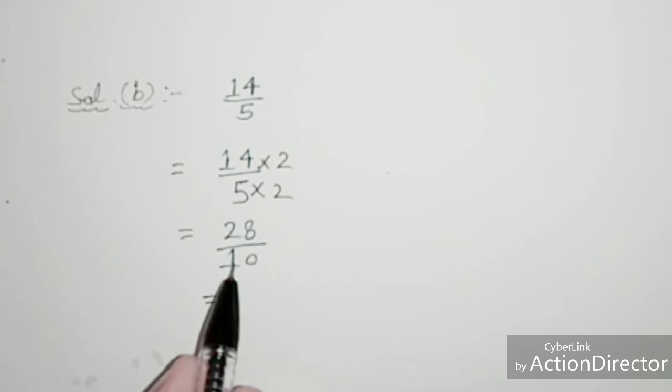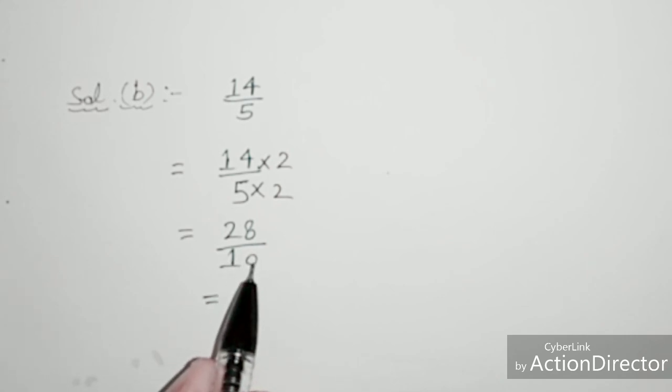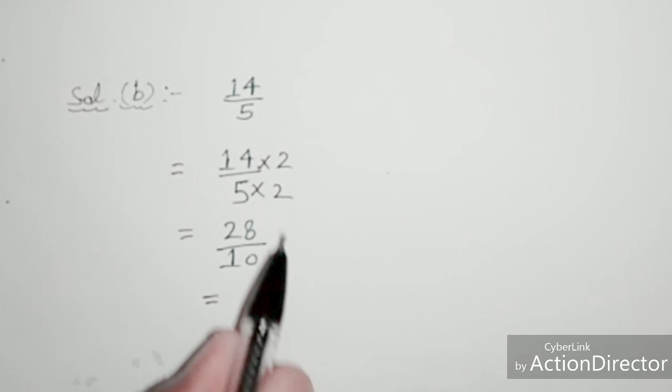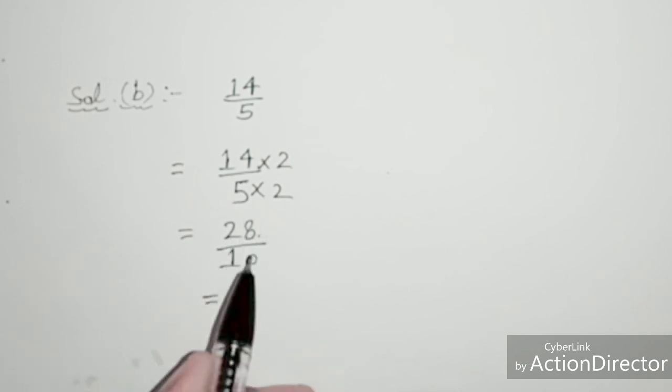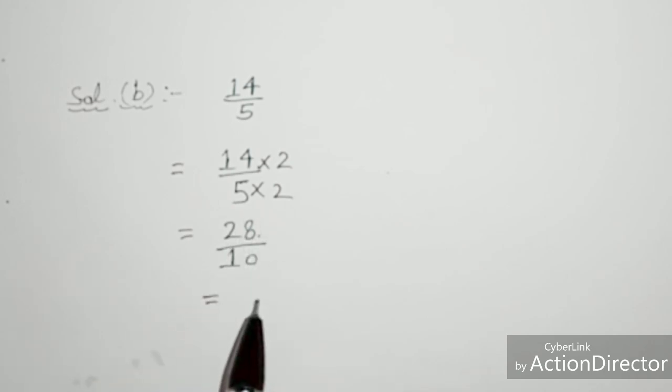So here the denominator has 1 0, so the decimal moves from here to here, one place to the left hand side, so we write 2.8. So the decimal form of the fraction 14 upon 5 is 2.8.